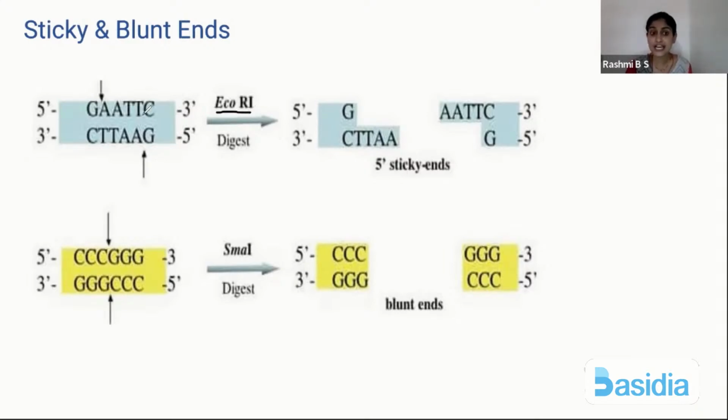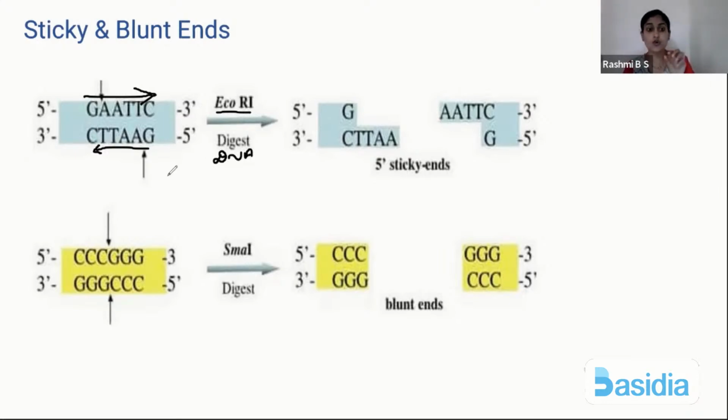The recognition site for EcoR1 is GAATTC and GAATTC. You can see here, 5 prime to 3 prime and 5 prime to 3 prime. So both are palindrome, same sequence in opposite direction, right? Whenever you use a restriction enzyme like EcoR1 to digest a double-stranded DNA, it cuts at a specific recognition site.